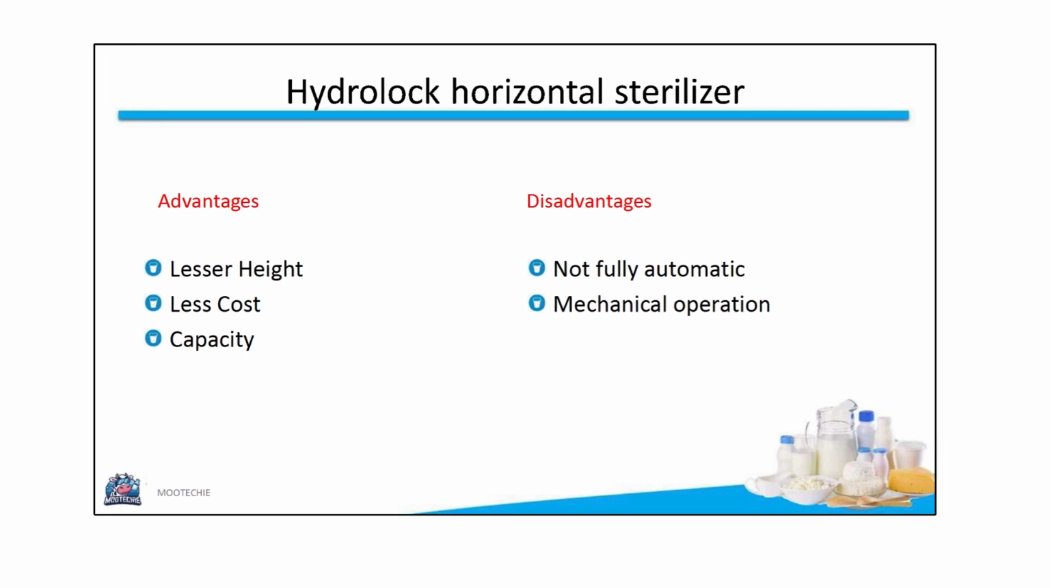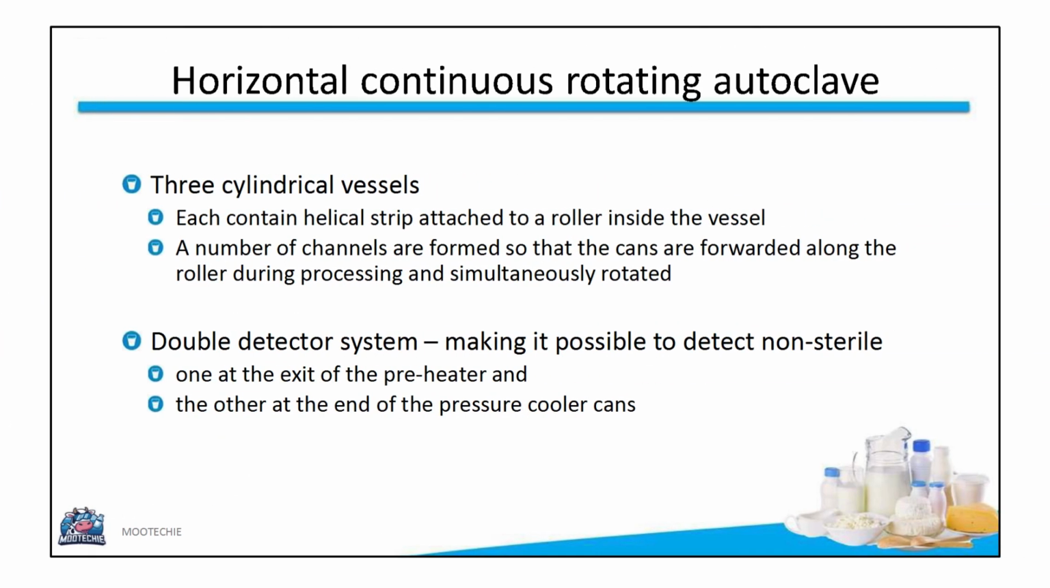Finally, we have the horizontal continuous rotating autoclave. This system uses 3 cylindrical vessels. Each vessel contains a helical strip attached to a roller inside, which forms channels. These channels forward the cans along during processing, while simultaneously rotating them for better heat transfer. It also includes a double detector system to check for non-sterile cans, with one detector at the exit of the preheater and another at the end of the pressure cooler.